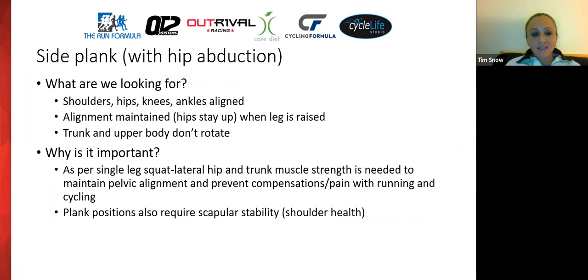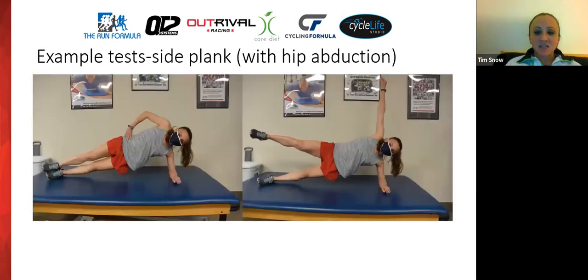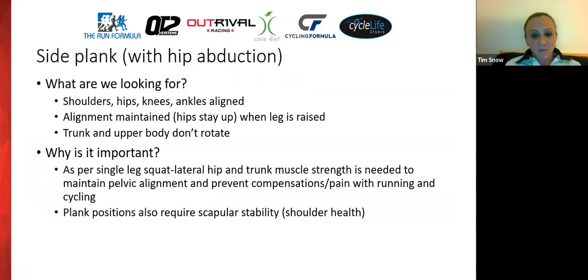So why is this important? As with the single leg squat, this looks at the strength on the outside of our hip, which is needed to maintain pelvic alignment and prevent compensations and pain when running and cycling. Another reason we look at plank positions is because they require stability throughout the shoulder blades. If you saw a lot of dropping further up in the body, or from the rear view the shoulder blade popping out from the side, that might be a sign that there's a lack of stability in the shoulder blade too.